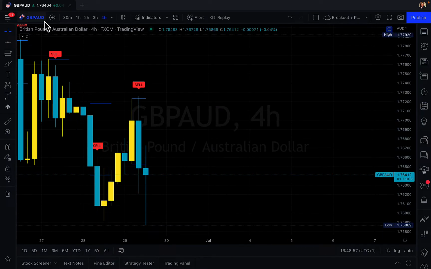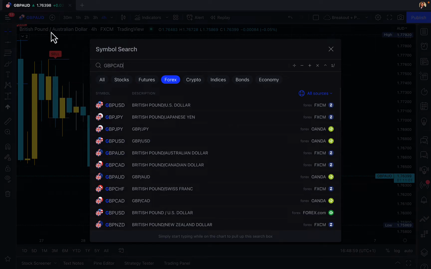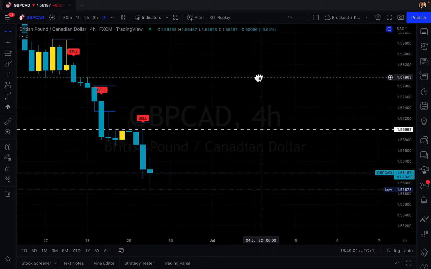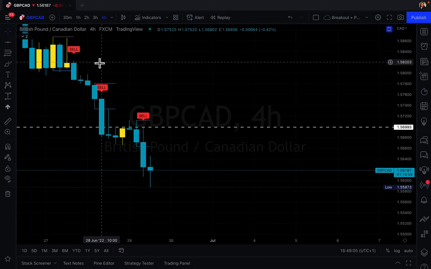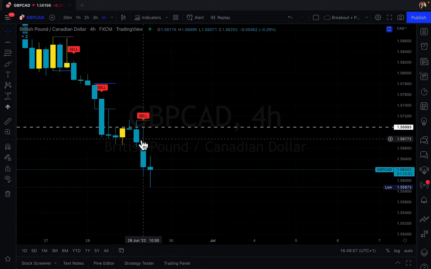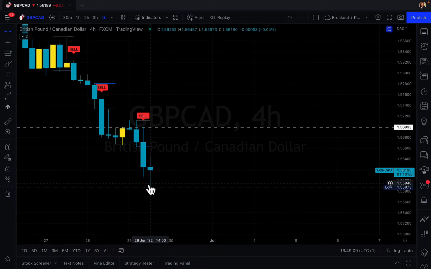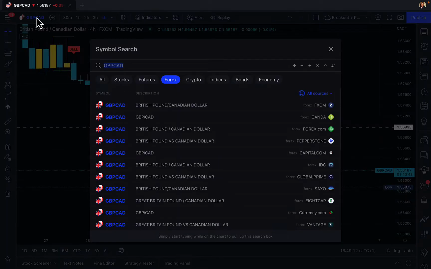All right, but there's another example. Let's look at GBP CAD. GBP CAD called as a sell. Perfect, and it's done its thing. And what time? 10 o'clock, but also you could have gone in at 2 o'clock. Okay, we called it as a sell.